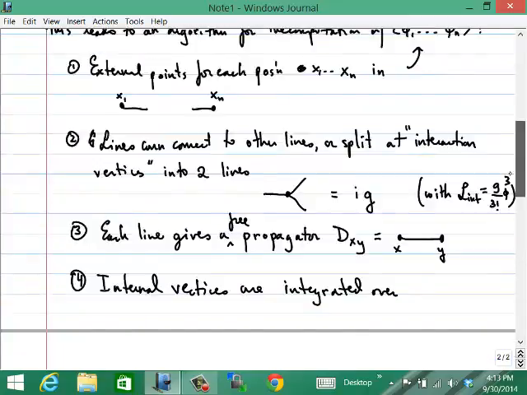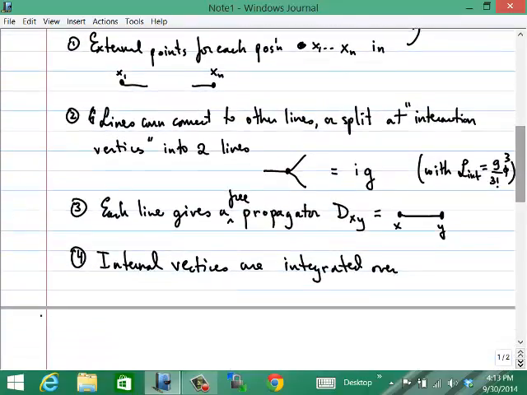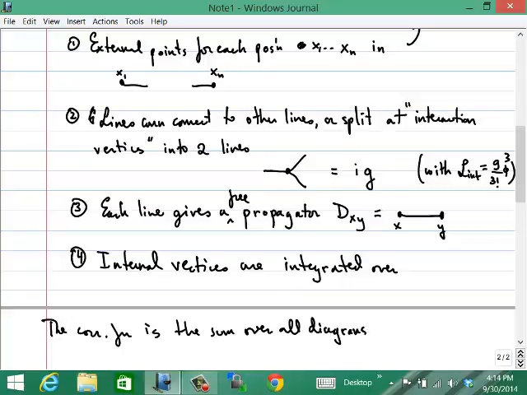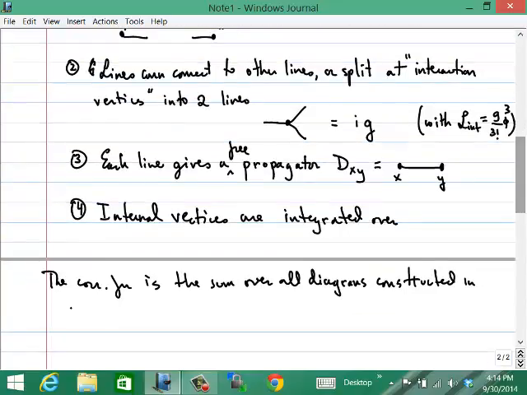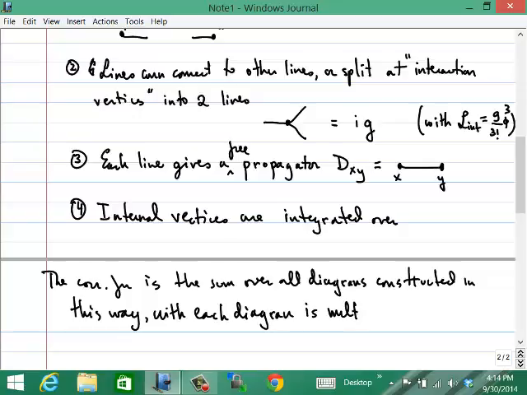And then the final expression for the correlation function is the sum over all diagrams constructed in this way with only one subtlety, that each diagram is multiplied by a numerical constant called its symmetry factor.